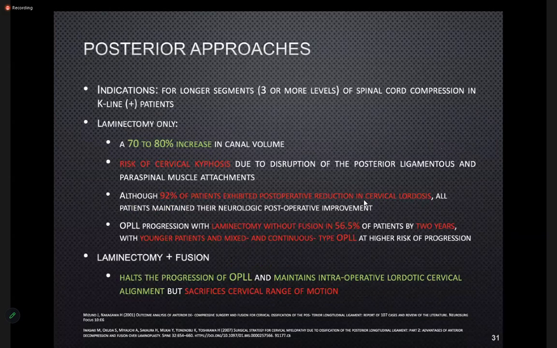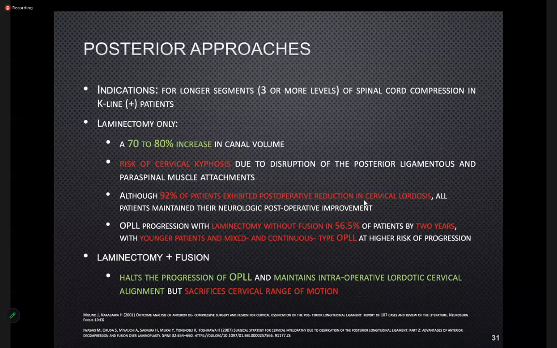For posterior approaches, the indication is for long segment spinal cord compression of more than 3 levels, and in case of K-line positive. We have 3 methods: laminectomy only, laminectomy and fusion, and laminoplasty. The first one, laminectomy, has advantages. It increases canal volume by 70 to 80%, but there is a risk of cervical kyphosis due to disruption of posterior ligamentous and paraspinal muscle attachment. And 92% of the patients exhibited postoperative reduction in cervical lordosis, but all patients maintained their neurologic postoperative improvement.